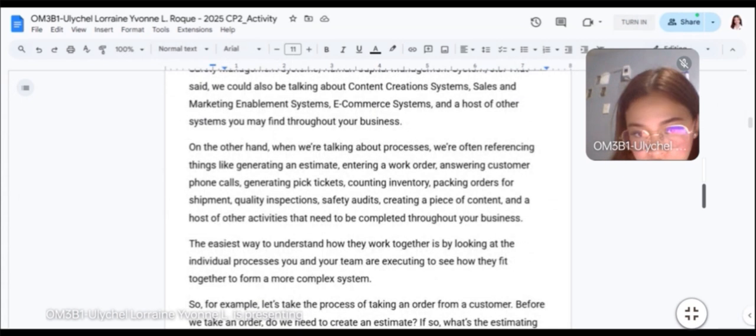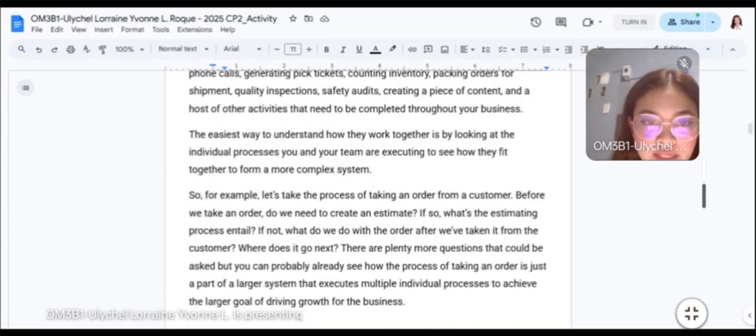On the other hand, when we're talking about processes, we're often referencing things like generating an estimate, entering a work order, answering customer phone calls, generating pick tickets, counting inventory, packing orders for shipment, quality inspections, safety audits, creating a piece of content, and a host of other activities that need to be completed throughout your business.